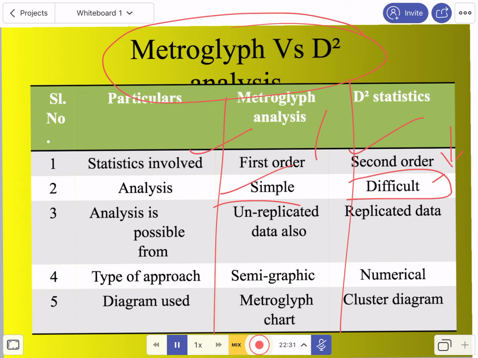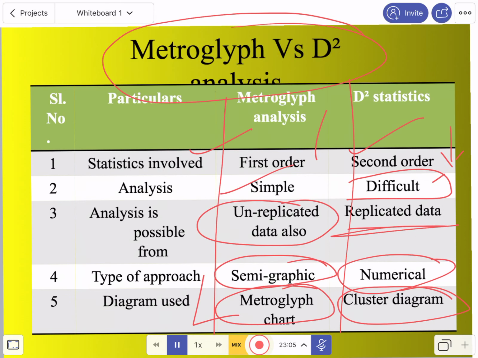In Metroglyph analysis we use a Metroglyph chart, or we can say a graph, while in d-square statistics we use a cluster diagram for the identification of genetic diversity. So this is all about genetic diversity analysis, Metroglyph analysis and d-square statistics. Both give information about the variability and genetic diversity, and are also used for the assessment of phenotypic variability.